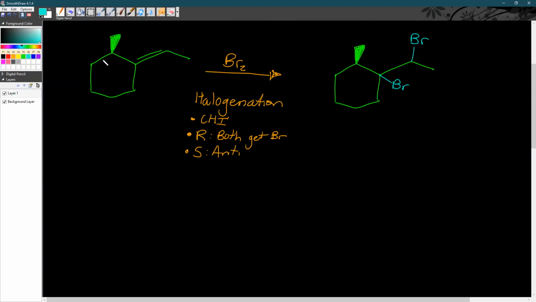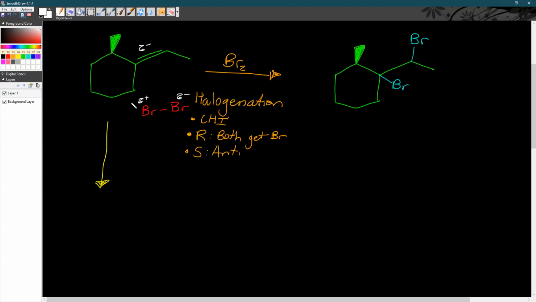So let's take a look. We know that on the first step, the Br is kind of hanging around with its buddy Br. We know that the double bond is partially negative and that one of these bromines is going to be partially negative while the other one is partially positive, right? Because what happens is that the Br and the Br are the same electronegativity, right?